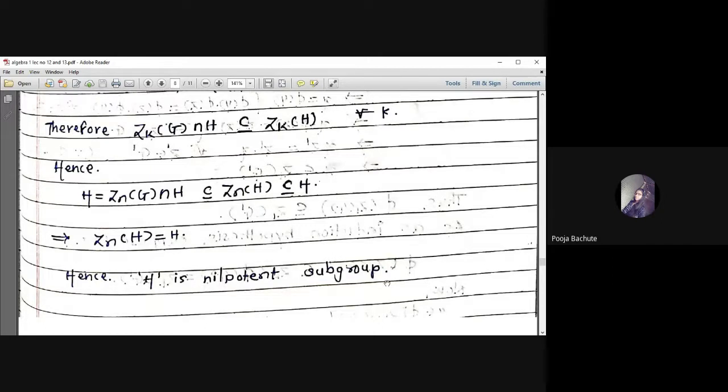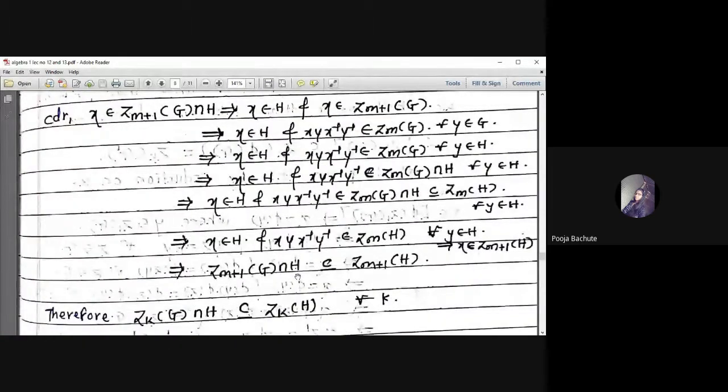Here we proved that if G is the nilpotent group, then any subgroup of the nilpotent group is nilpotent group. Okay, up to here any doubt? No, sir. Okay, can we move to the next point? Yes, sir.